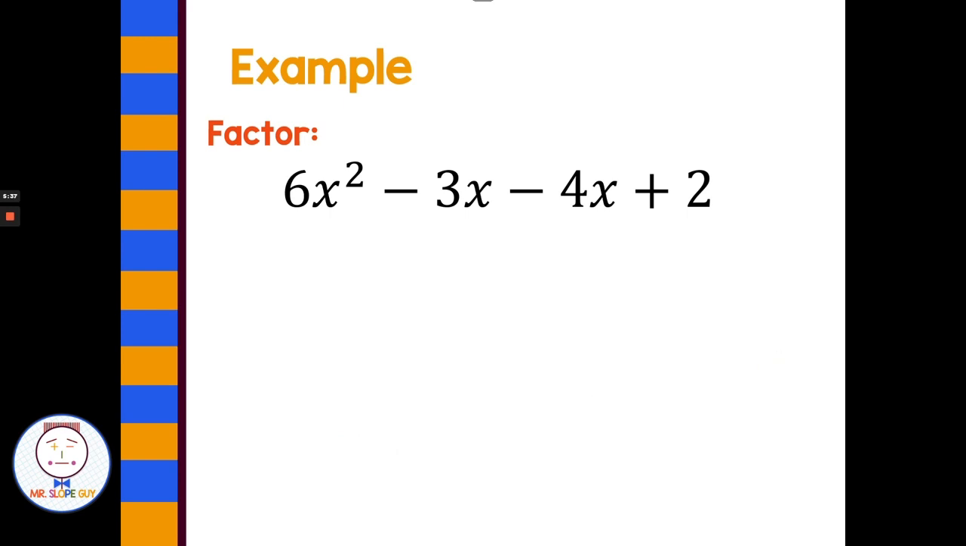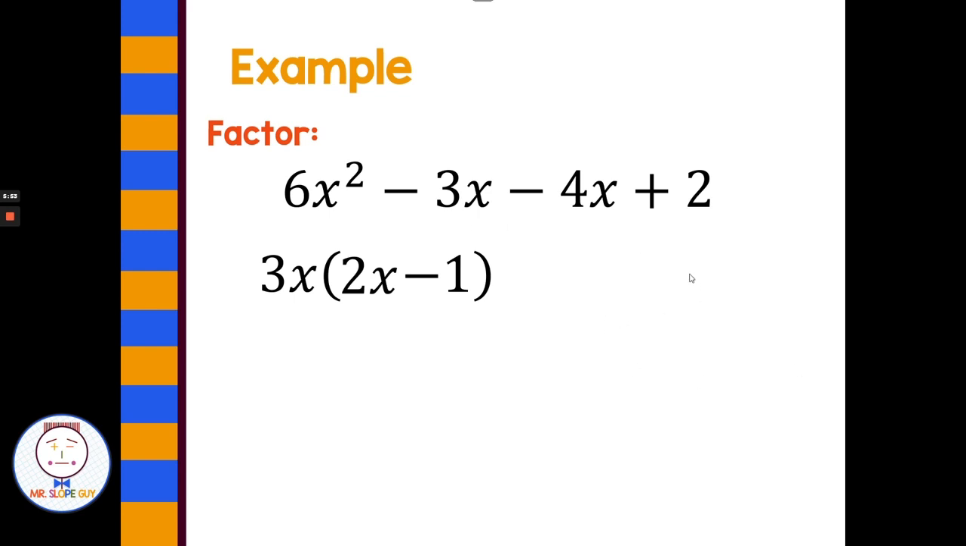All right, let's look at a new one. The order looks great on this one. Looking for a GCF for my first two terms, I want to use 3x, and 6x squared divided by 3x gives me 2x. Negative 3x divided by 3x gives me negative 1.